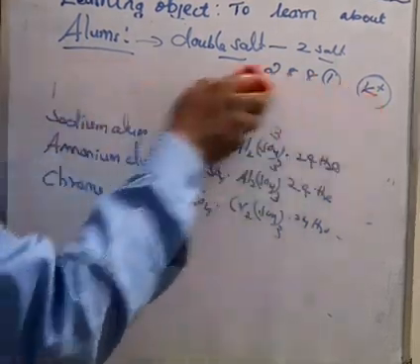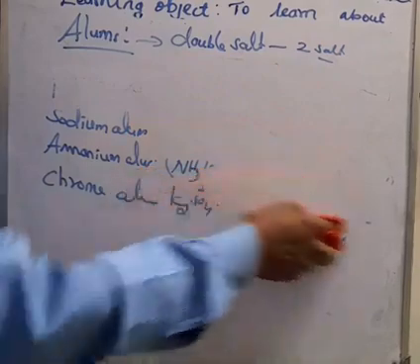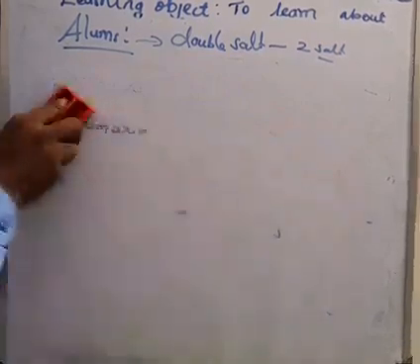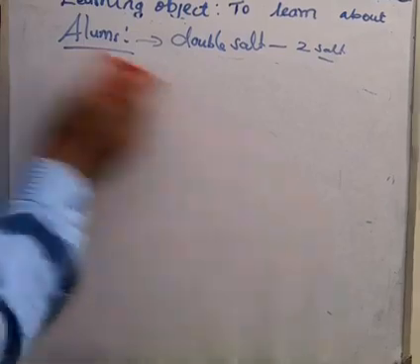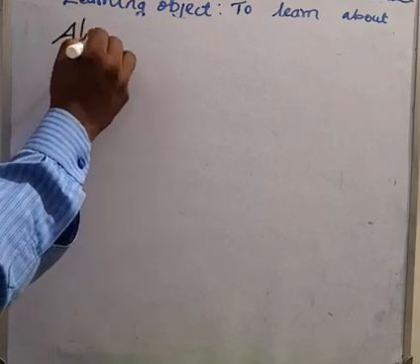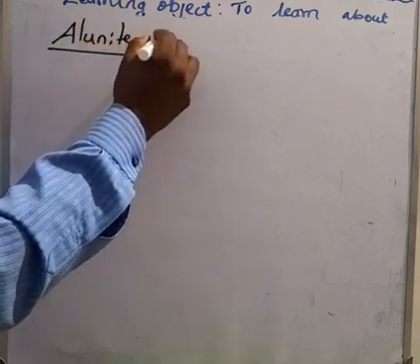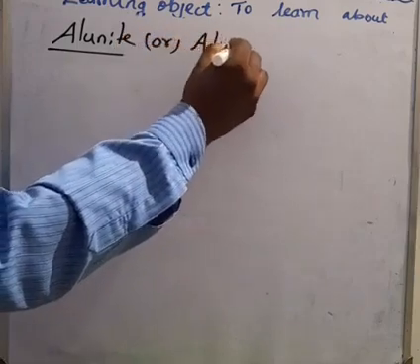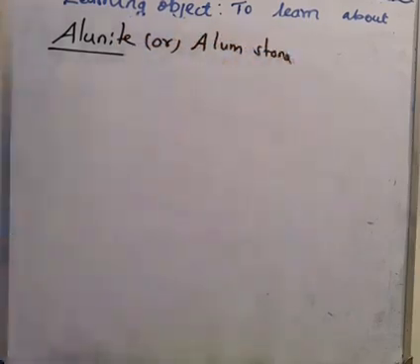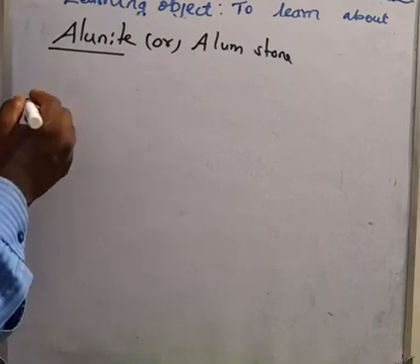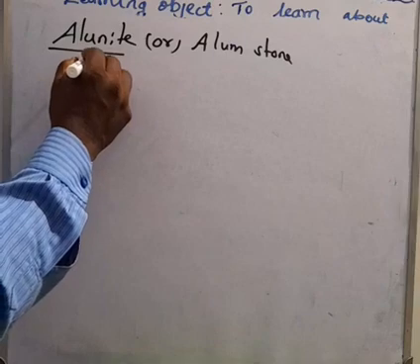Then what is the preparation of potash alum? One of the very important questions. How is potash alum prepared? Potash alum is prepared from alunite, which we also call alum stone. It is a naturally occurring form. What is the formula of alunite or alum stone?